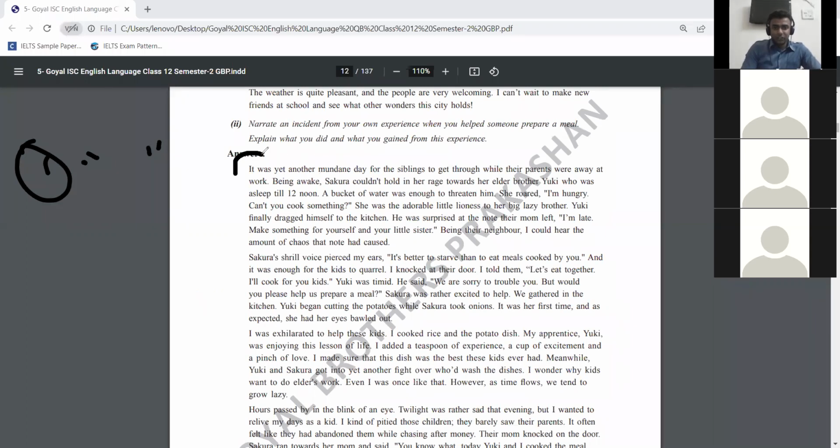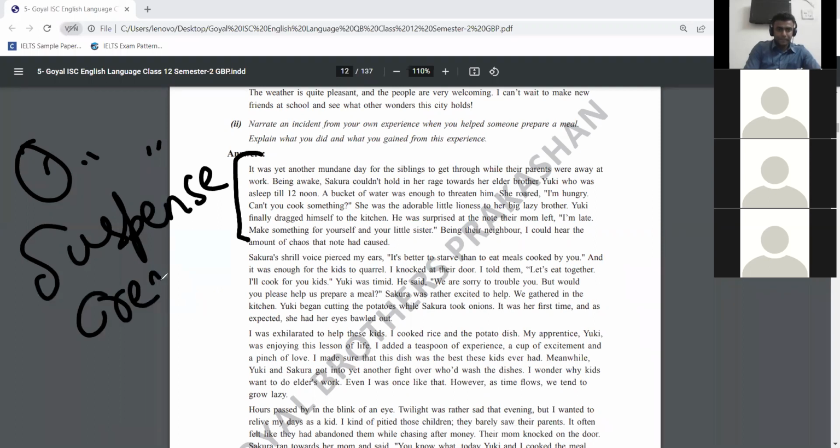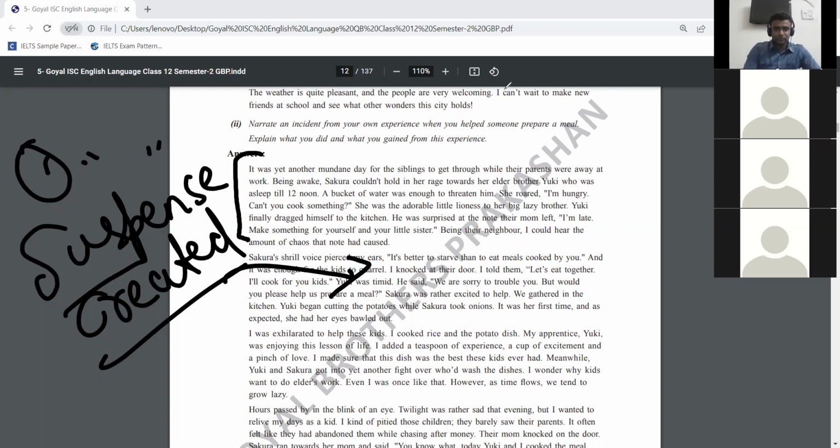Anyone who would wish to read out just the first few lines? No one wants to read. How lazy grade 12 students are. Arushi is coming into the picture once again. Arushi, yes. It was yet another Monday for the siblings to get through while their parents were at work. Being awake, Sakura couldn't hold in a rage towards her elder brother, Yuki.